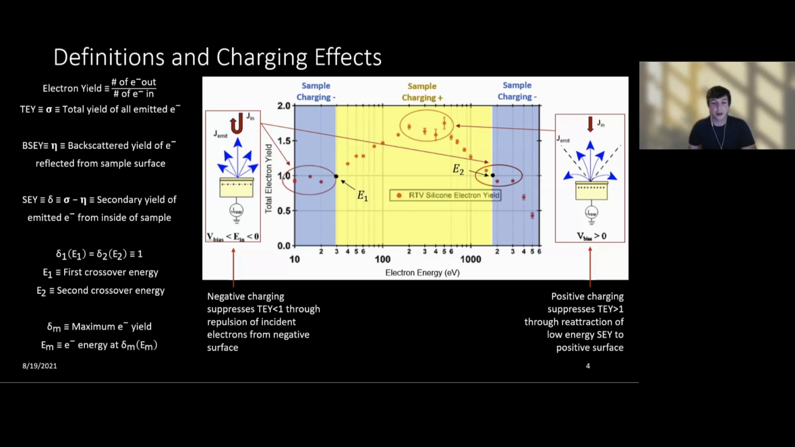In negative sample charging regions, the sample charges because negative charging suppresses the total yield due to repulsion of incident electrons from the sample's negative surface, as shown in the figure on the left. In the positive charging region, the sample reattracts low energy secondary electrons to its positively charged surface, as shown in the figure on the right.